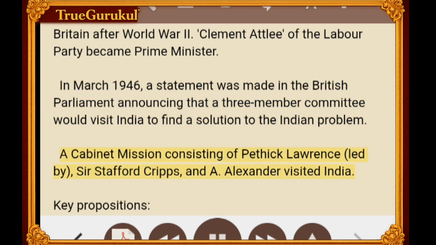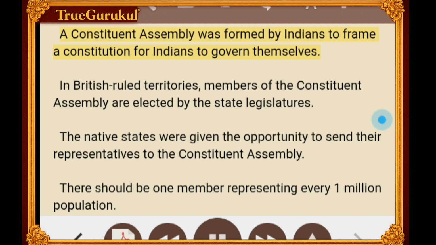A cabinet mission consisting of Patrick Lawrence, Sir Stafford Cripps, and A.V. Alexander visited India. Key propositions. A constituent assembly was to be formed by Indians to frame a constitution for Indians to govern themselves. In British-ruled territories, members of the Constituent Assembly are elected by the state legislatures.